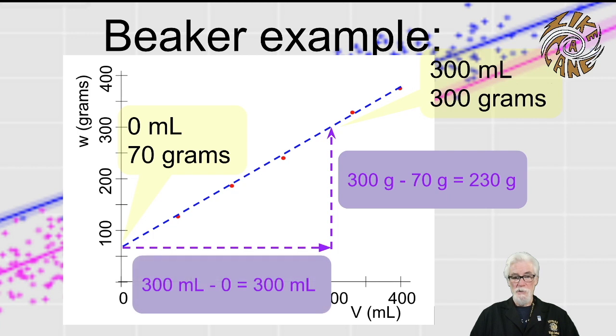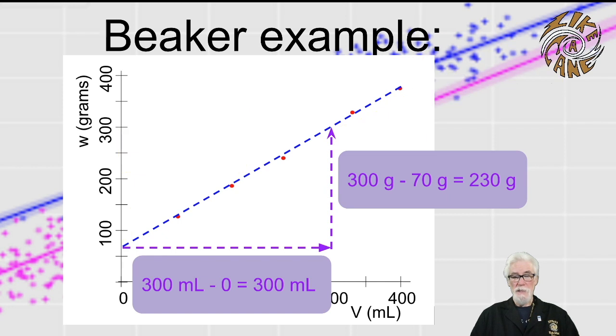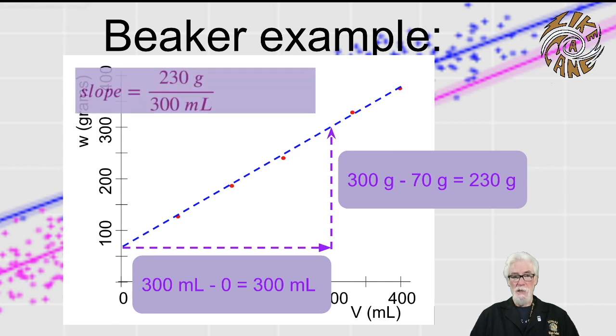I started at 0 milliliters, I ended at 300, so that's a change of 300 milliliters. Now that I know these two changes, I can calculate the slope. The slope is just a ratio of the dependent variable change over the independent variable change. So in our case, the slope is 230 grams divided by 300 milliliters.